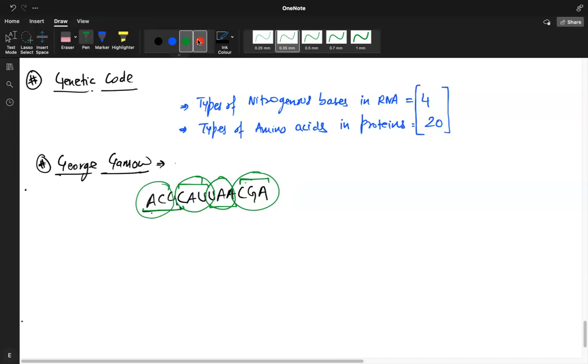So how did you do that? 4 into 4. Yes. There are 4 total nitrogenous bases. If you are saying that the code is made up of 1, then it will be 4 to the power 1, which is simply 4, right? So you can only code for 4 amino acids. We already know by doing protein analysis that proteins have 20 amino acids in them.